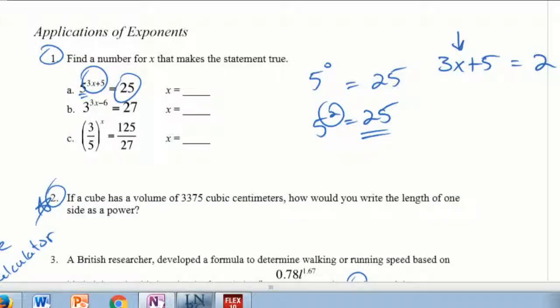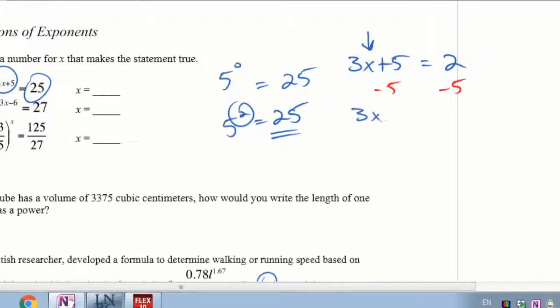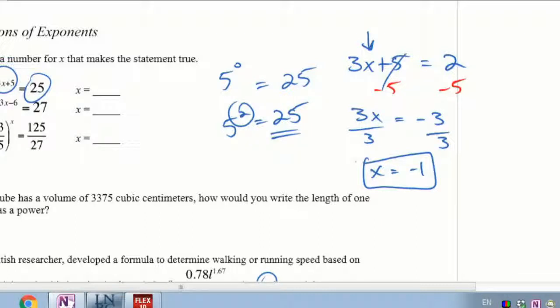So I could say, okay, I'm going to subtract 5 from both sides. And I'm going to get 3x. That's going to go away. 2 minus 5 is negative 3. I'm going to divide both sides by 3. X is negative 1. So that's one of the ways I can do these problems.